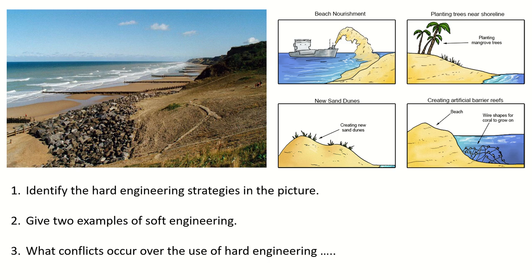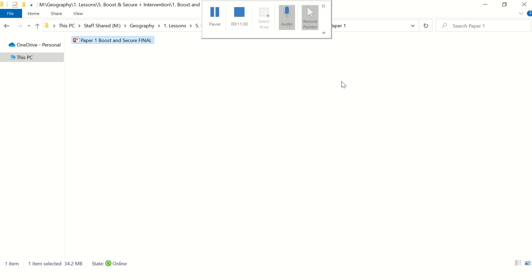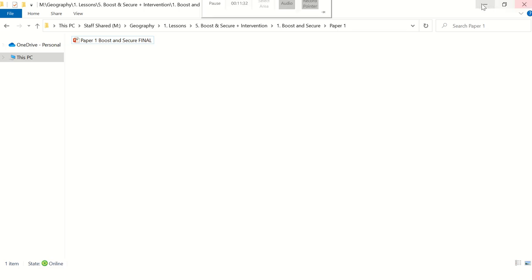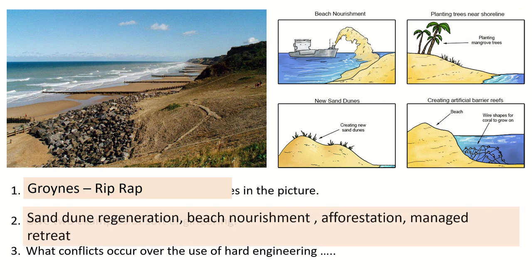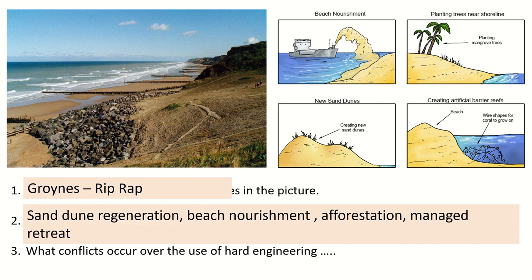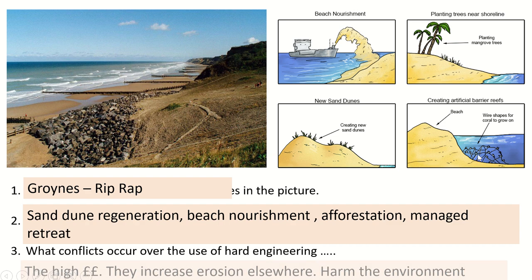Okay, so hard engineering on here, we've got some groins going out into the background, and some rip-rap. On the soft engineering side, we've got beach nourishment, afforestation, managed retreat, and sand dune regeneration. Conflicts can occur, especially on the Holderness coastline, about the building of these, because lots of different people have lots of different opinions.